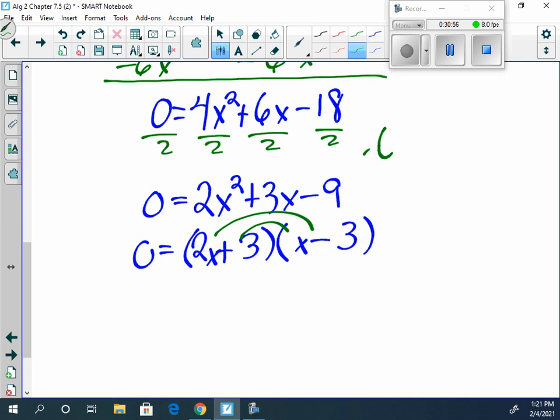2x times negative 3 would be negative 6x. 3 times x is going to be plus 3x. And negative 6x plus 3x is negative 3x. And that's what we wanted, yes? We need to flip the signs. Now that we flip the signs, the 6 would be positive, and the 3 would be negative, which would give us a positive 3x that we wanted.